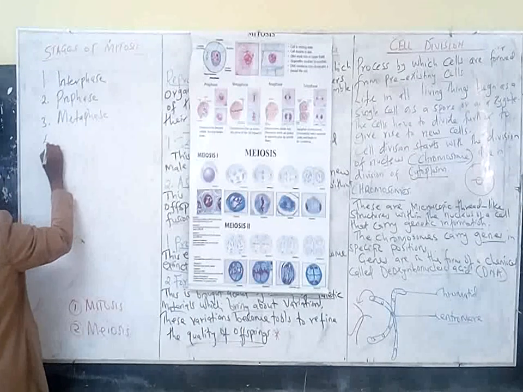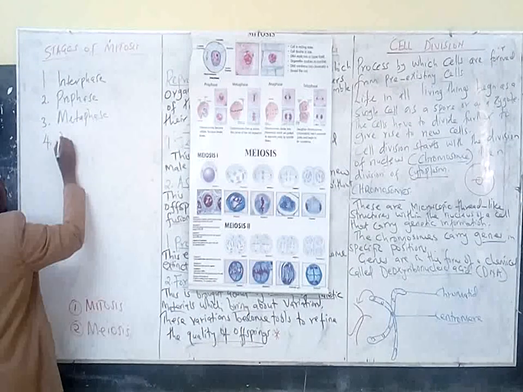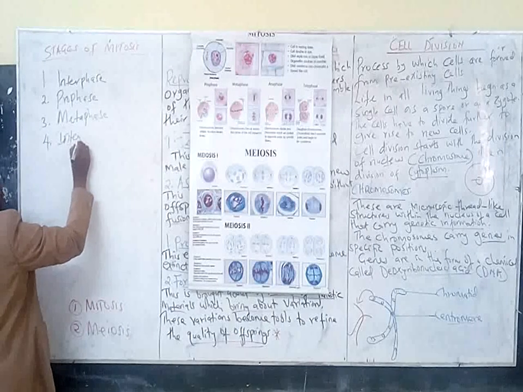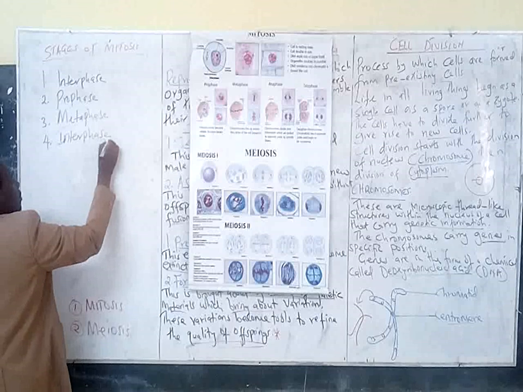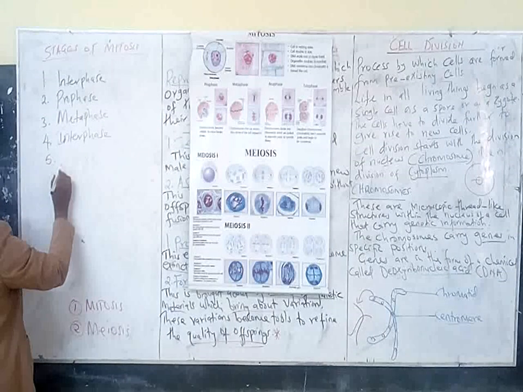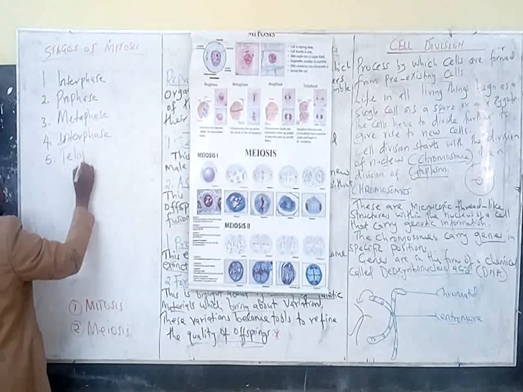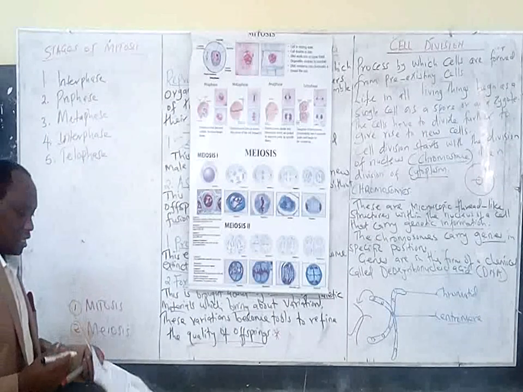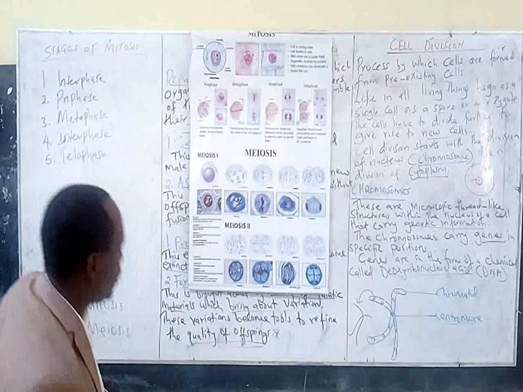Metaphase. Number 4, we have interphase. Number 5, we have what is called telophase. So today we shall look at these 5 stages, which is the basics of our study today.